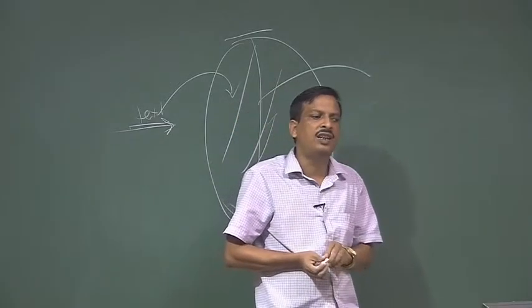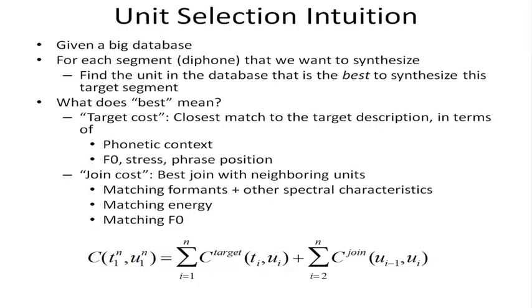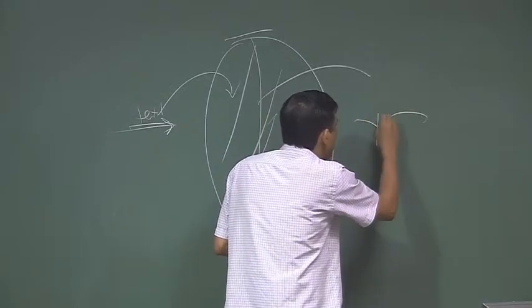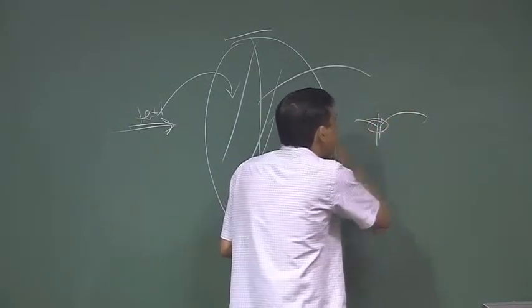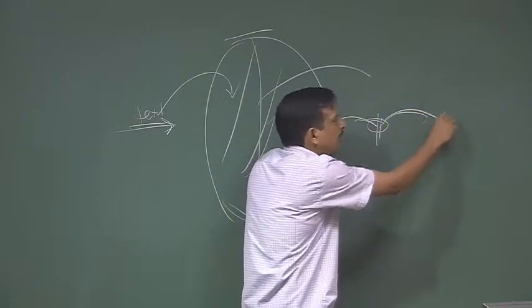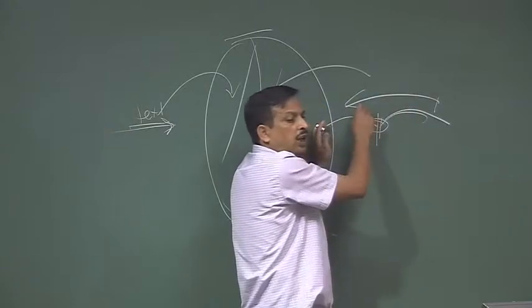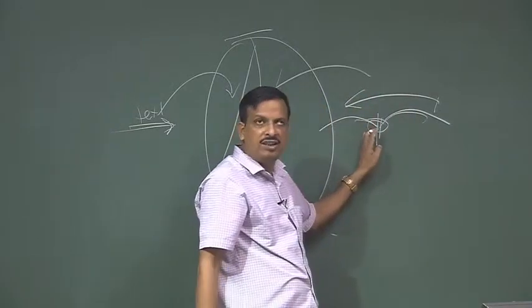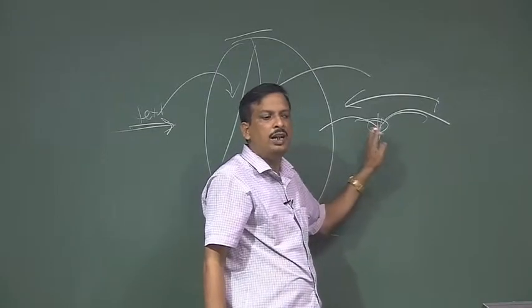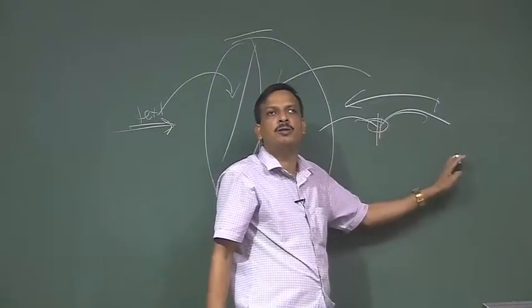target description in terms of phonetic context, F0, stress, phrase position, and the joining cost, which says what is best to join the neighborhood unit. So, when I join the end of one segment and the end of another segment, how well they join, and how good these segments are to join together, in terms of the closest matched target description in terms of phonetic context, F0, stress, phrase position.